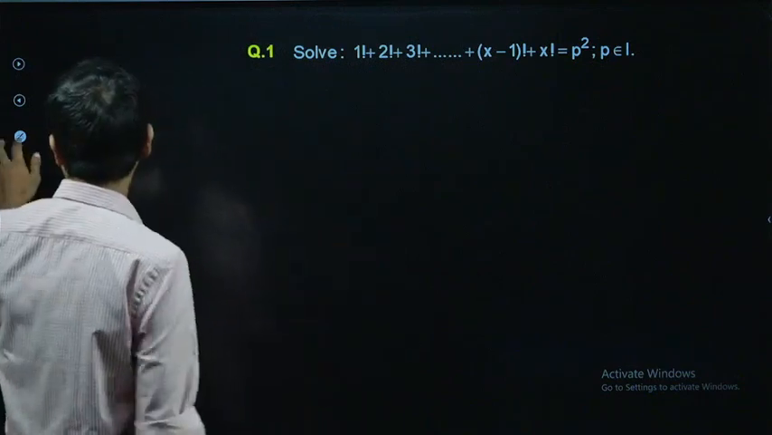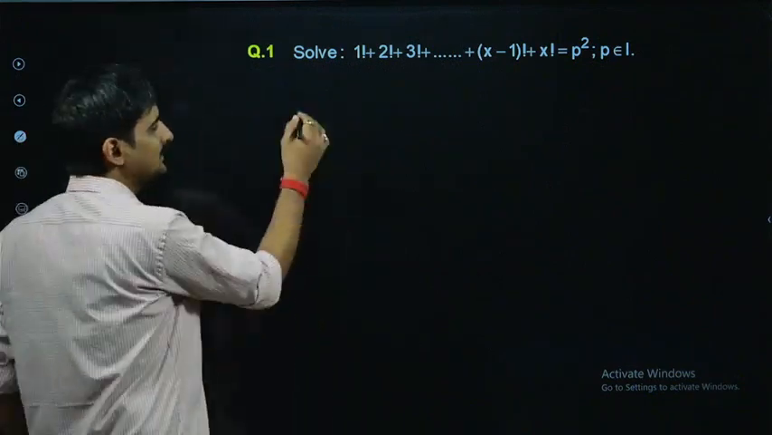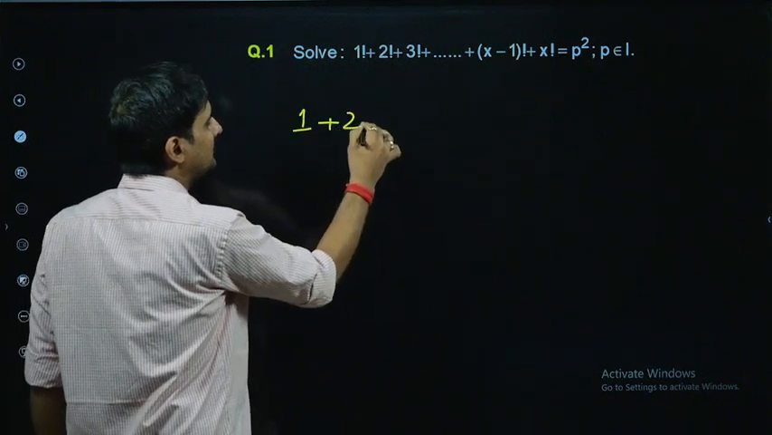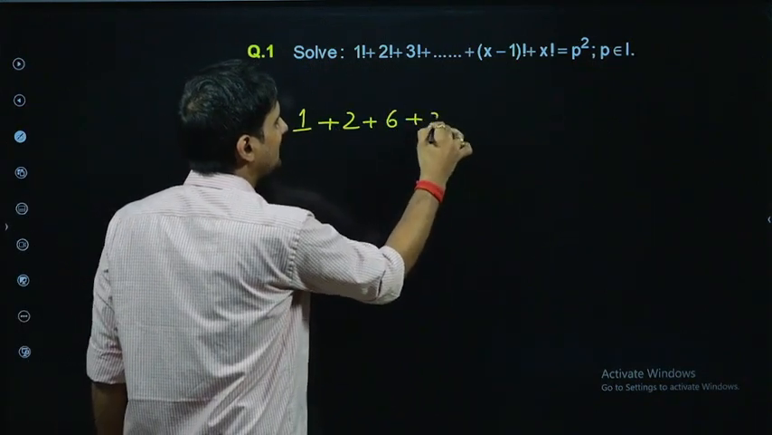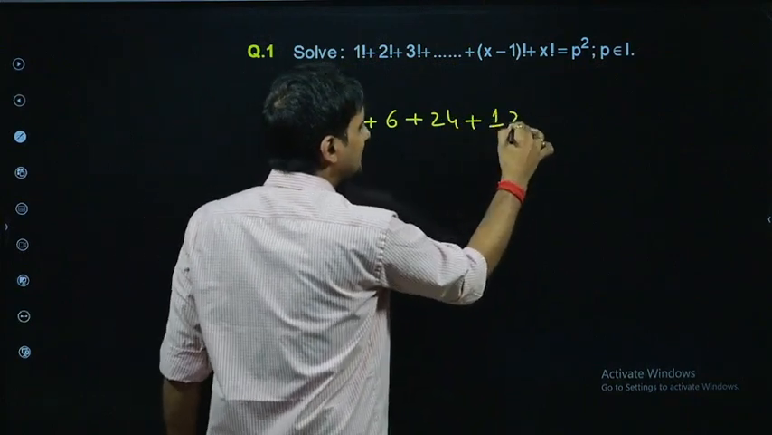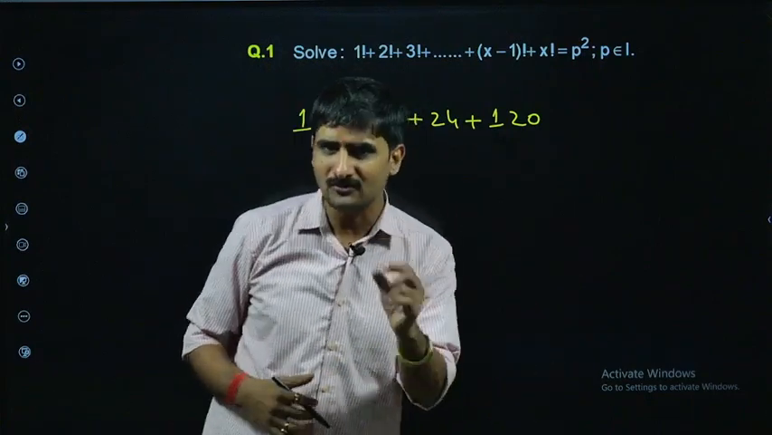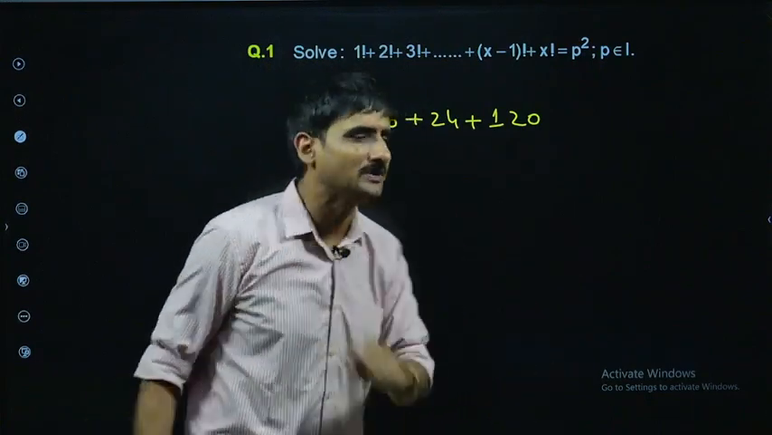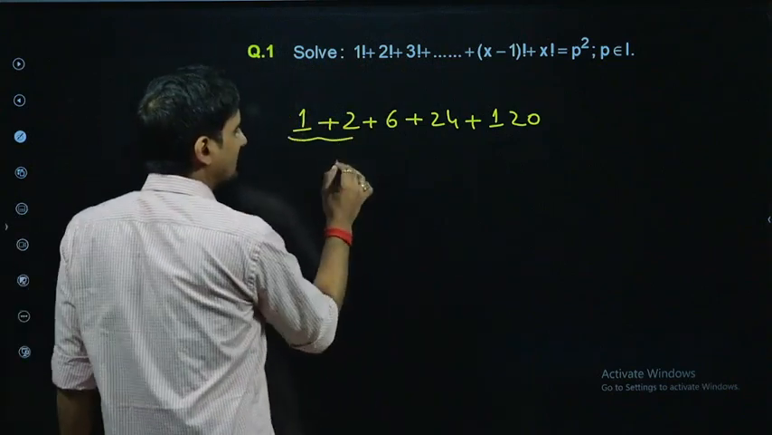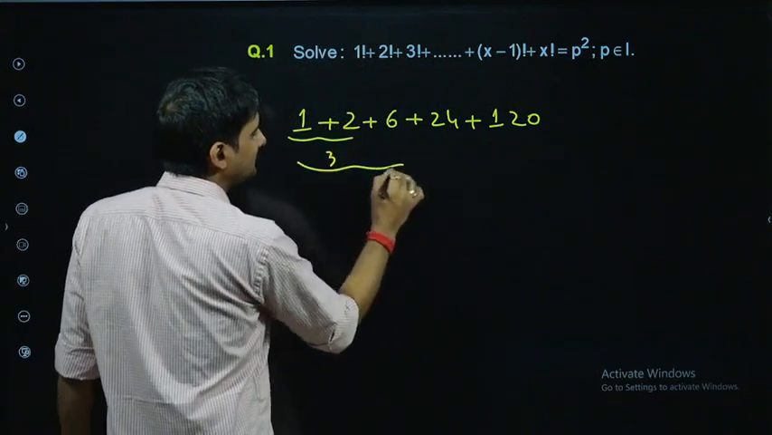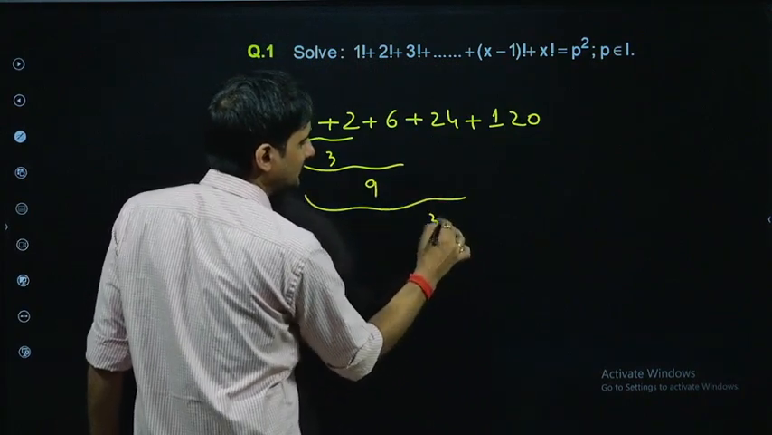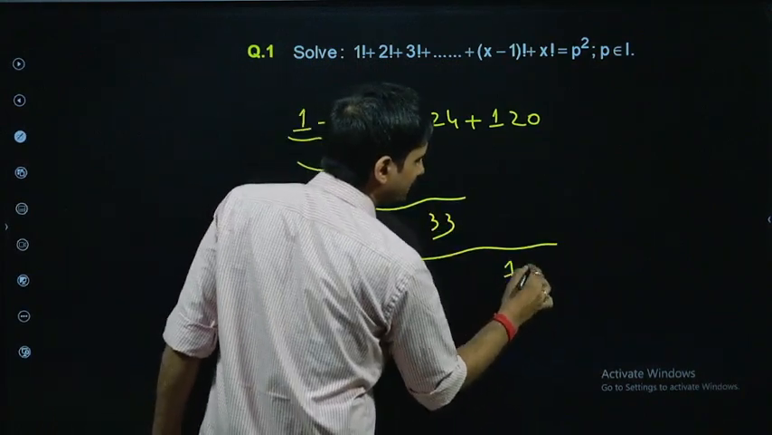So how I started this question, I just said okay, let me try to evaluate a few factorials and then add them up. Then I observed, and we all know it, from 5 factorial onwards you will always have 0 at the unit place. So add them: 3, 9, 33, 153.